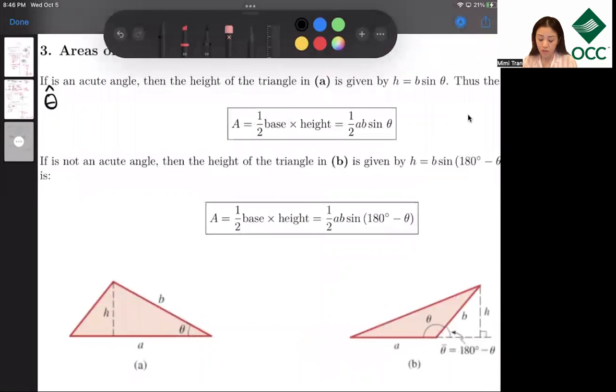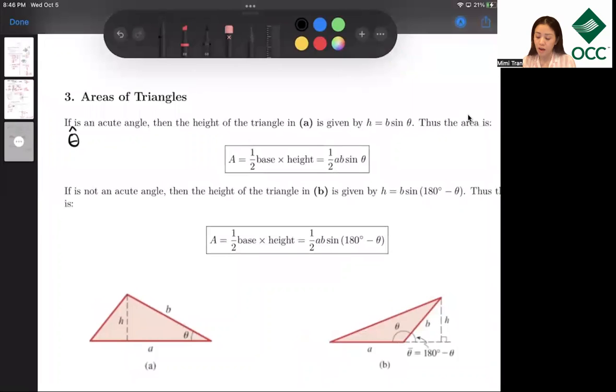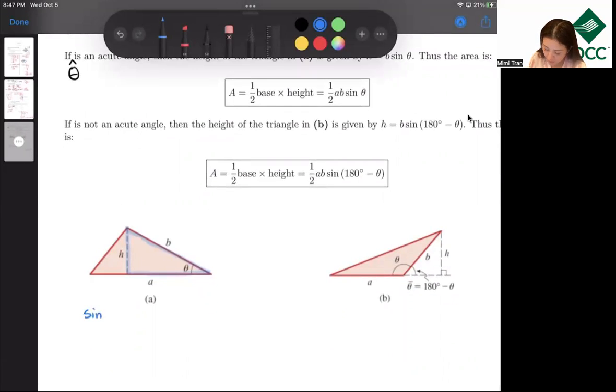in figure A here is given by h equals b times sine theta. Remember this. Let me highlight the triangle that we're talking about. So this right triangle here, we try to find the height h. We know that sine theta is equal to opposite divided by hypotenuse. So opposite here will be h, and hypotenuse here will be b.